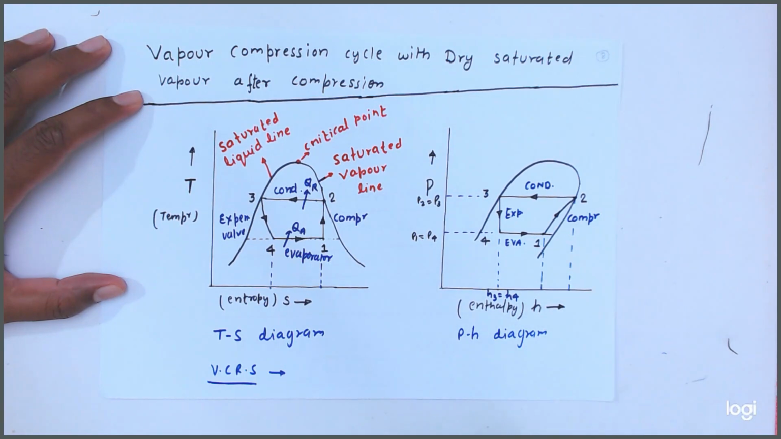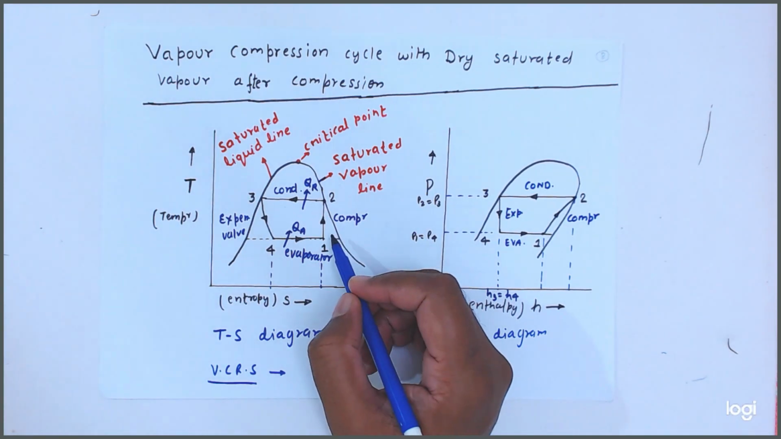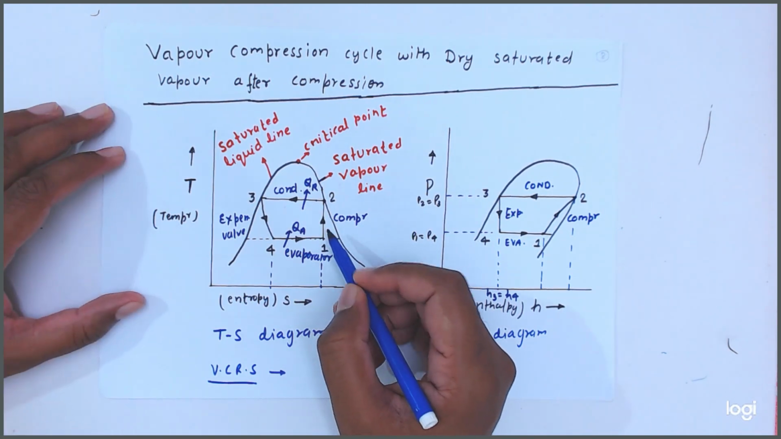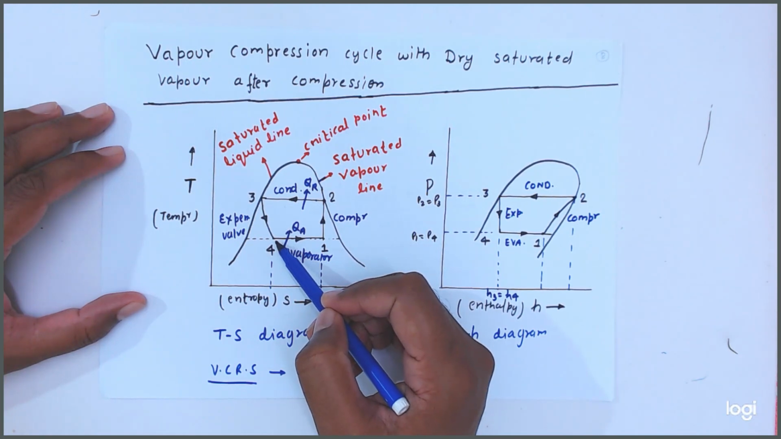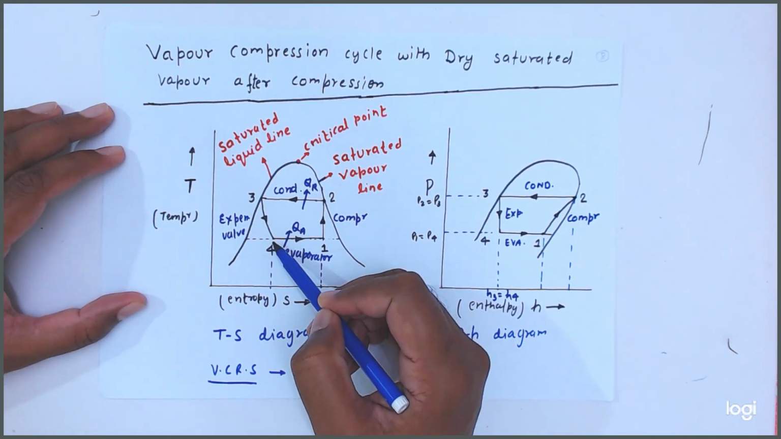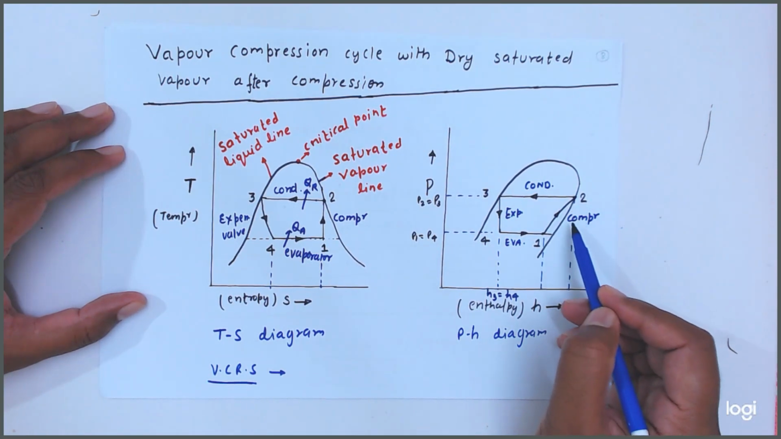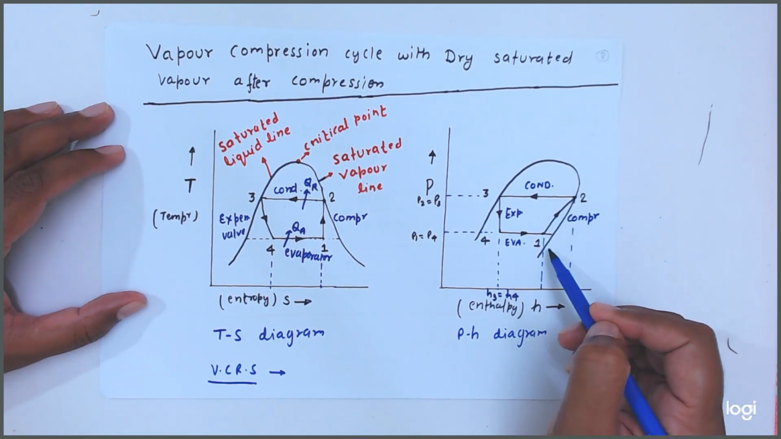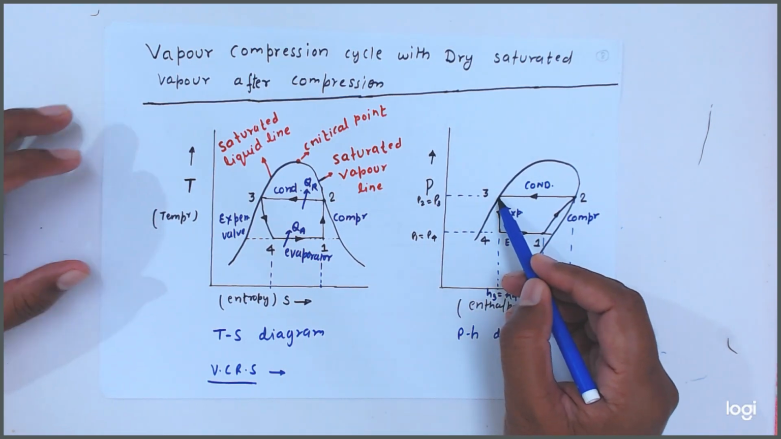Getting friends? So for solving the question, we have to find the enthalpy at each and every point. Okay, so enthalpy at point 1, enthalpy at point 2, enthalpy at point 3, and enthalpy at point 4. Here you see friends, enthalpy at point 3 and enthalpy at point 4 is same. Okay, because here you see in the pH diagram, 1 to 2 is the process in the compressor, and here you see this is the dry saturated line because it lies on this line.